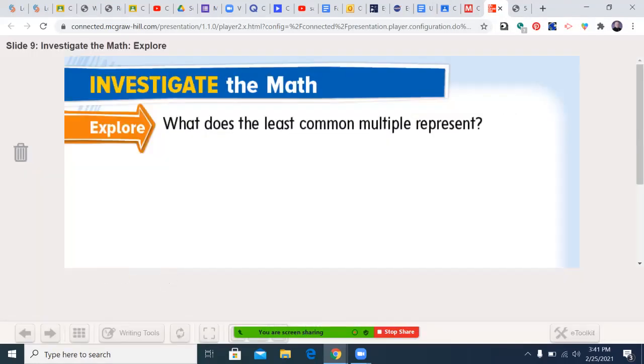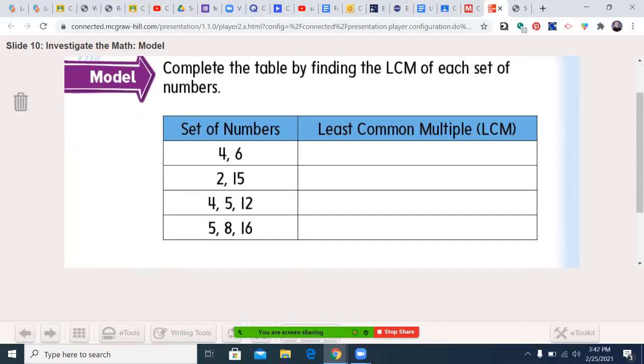The beginning of this lesson is not in your book, so you don't have to look for it. The least common multiple represents the smallest common number in a set of multiples. It'll also be useful to us when we are working with fractions. Let's find the least common multiple of a set of numbers.